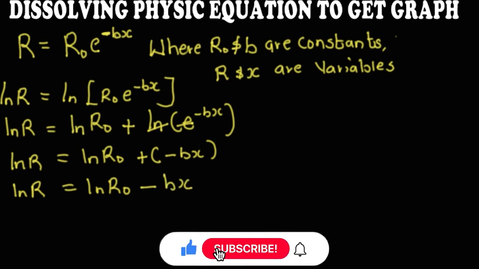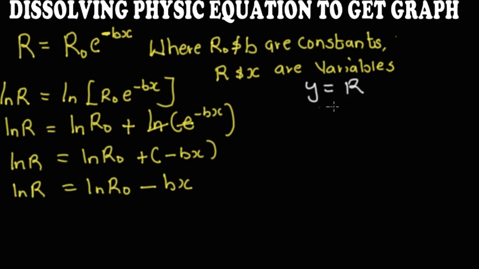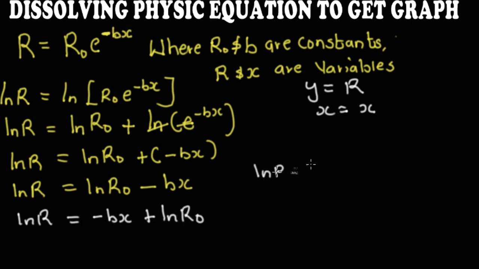Although before I do that, the first thing is to identify the variables. Y is equal to what? Y is equal to ln R and x is equal to x. Okay, so we are going to rearrange this equation. So on rearranging this equation, we're going to have ln R is equal to minus bx plus ln R naught. Now take note, ln R is equal to y. Okay, this is the y.